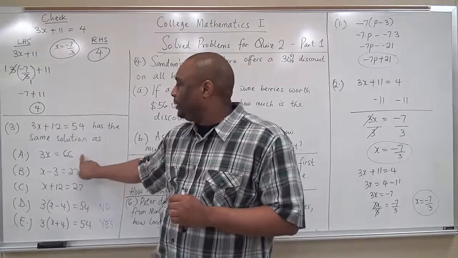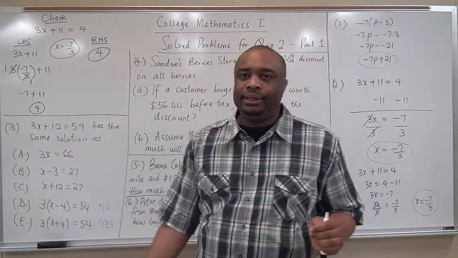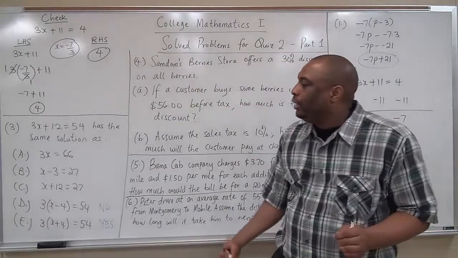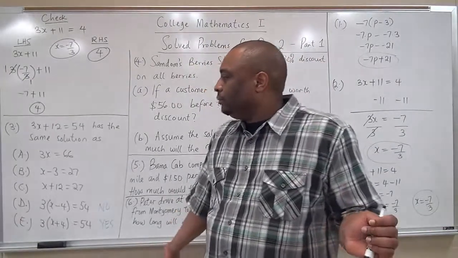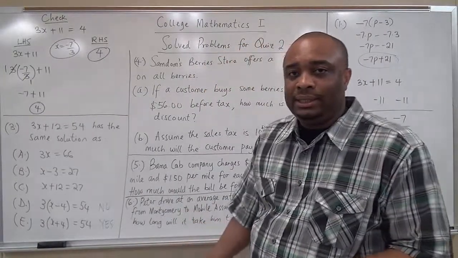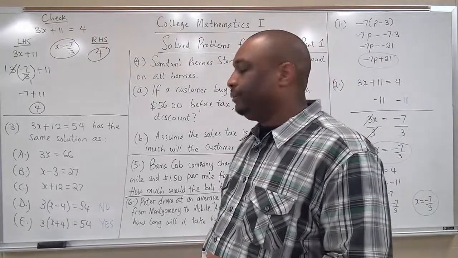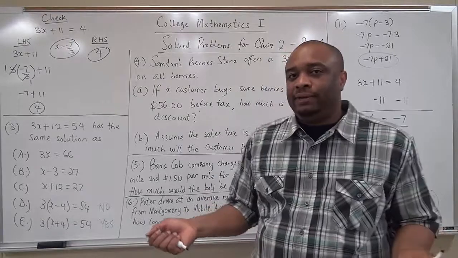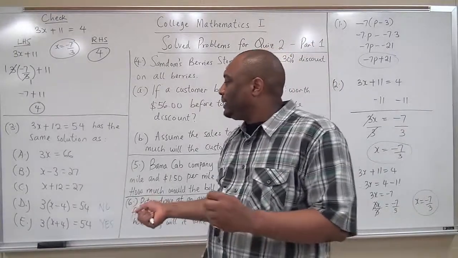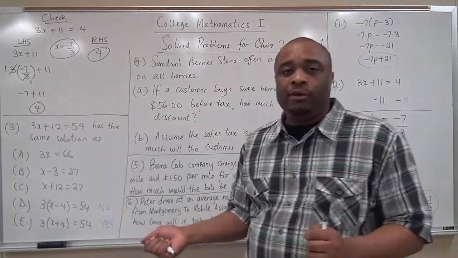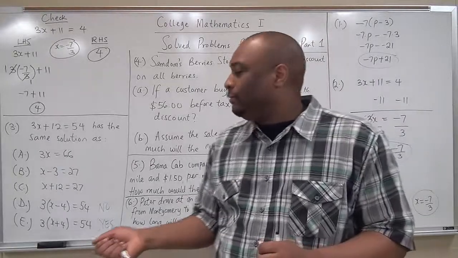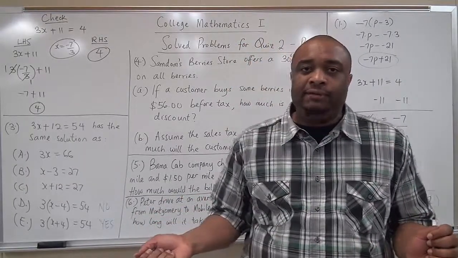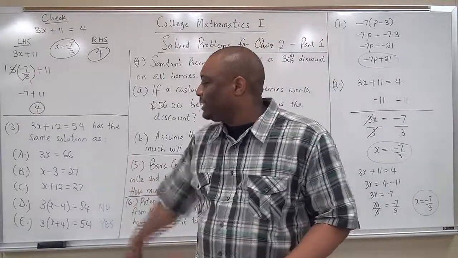So you look at A, 66 divided by 3 is 22. 22 is not 42. Okay? You look at B, you add 3 to both sides, 27 plus 3, 30. Because 30 minus 3 will give you 27. 30 is not 42. You look at C, you subtract 12 from both sides, 27 minus 12 will give you 15. 15 is not 42. Okay? So our answer is E.